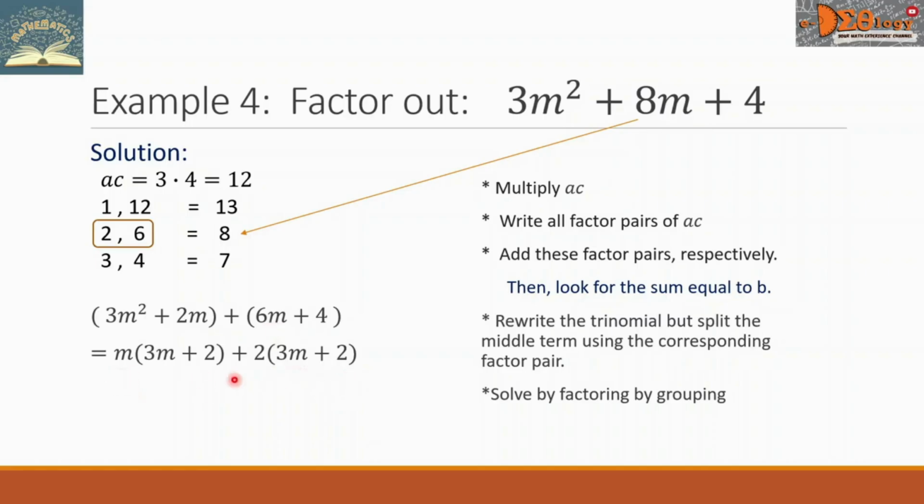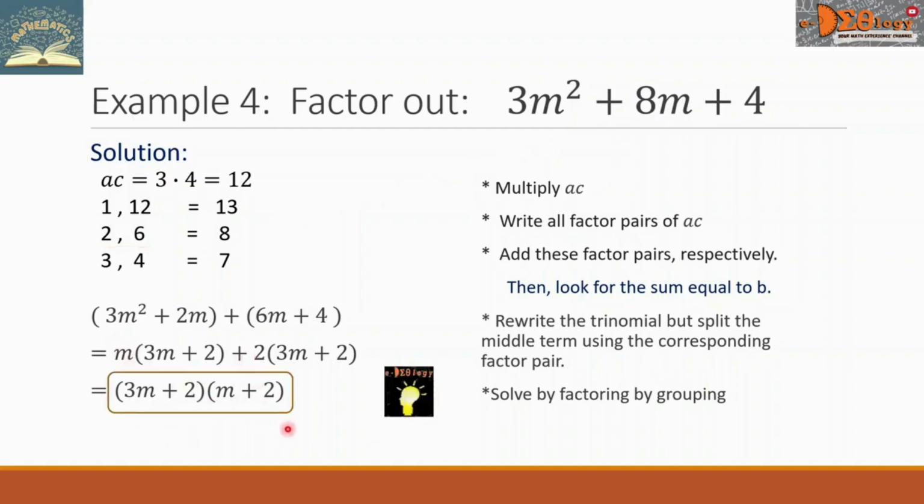We have here now two big groups, and there's a common factor. That is the binomial 3m plus 2. We can factor it out. So we have 3m plus 2 times m plus 2. This is now the final answer.